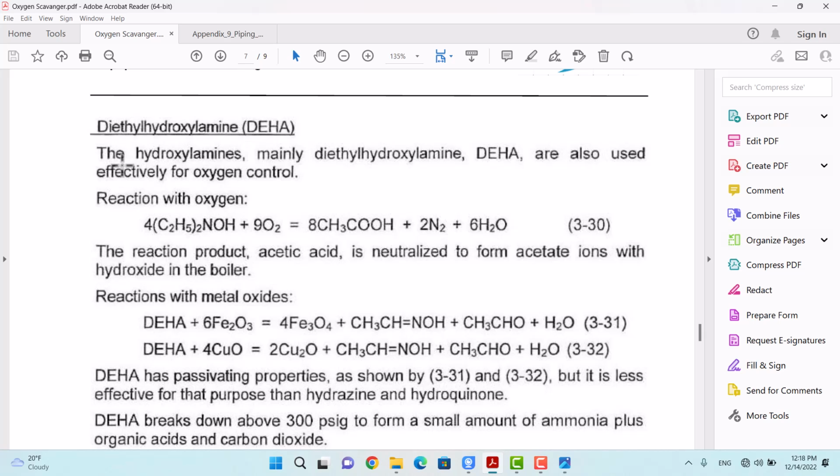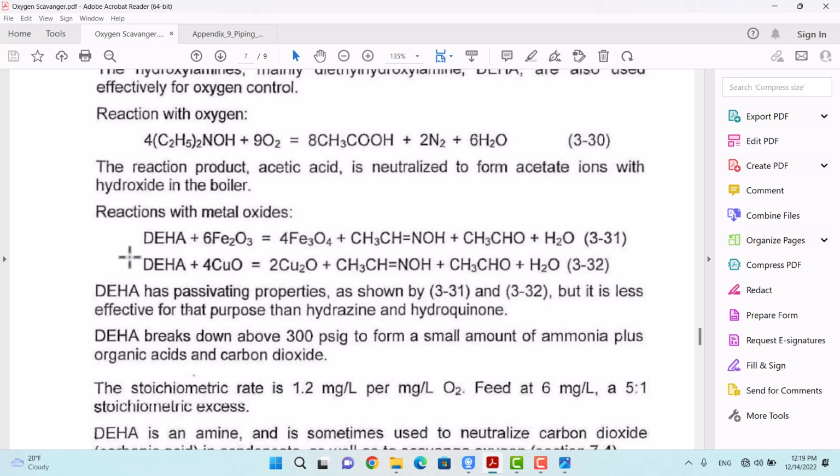DEHA is also used effectively for oxygen control. The reaction with oxygen is like below. The reaction product, acetic acid, is neutralized to form acetate ions with hydroxides in the boiler. And its reaction with metal oxide is like here. It has passivating properties as shown by these equations.